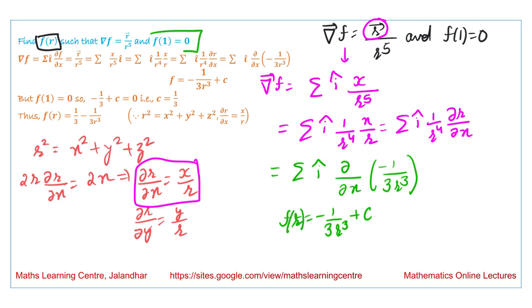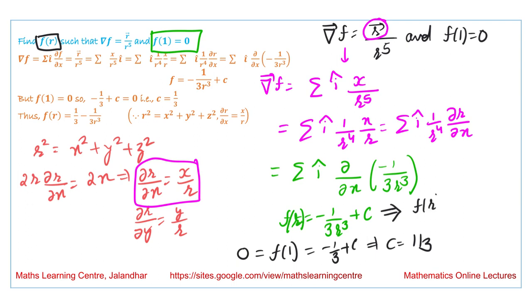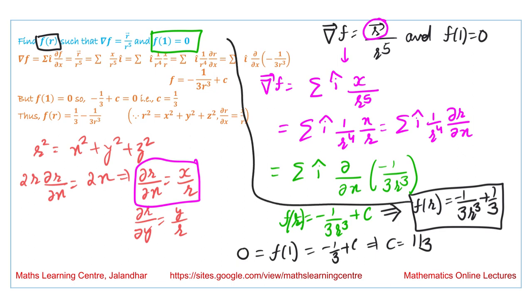Now it is given that f of 1 is equal to 0. So if we substitute this value over here, f of 1 is equal to 0, that is equal to minus 1 by 3 plus c. So this implies that c is equal to 1 by 3. So the function we obtain, f of r, is equal to minus 1 by 3r cube plus 1 by 3. So this is the required function f of r.